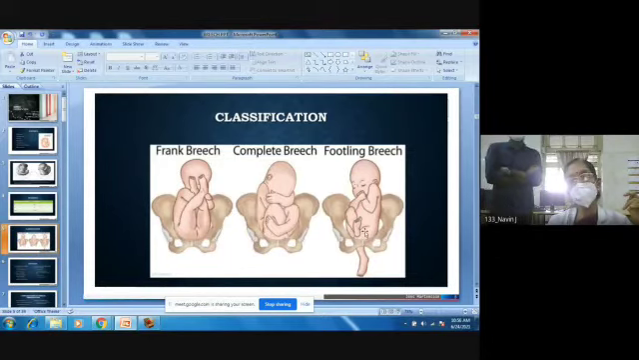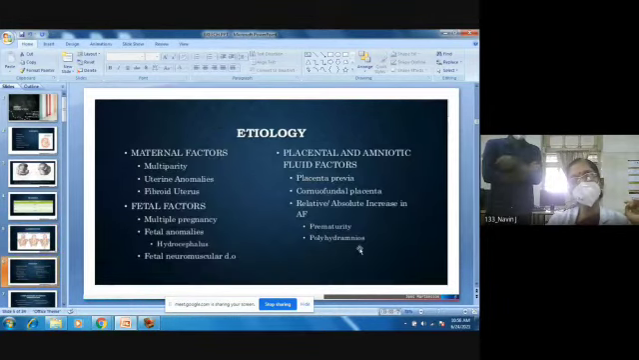So this is a footling presentation where you have extension at the hip and extension at the knee. There's another thing called a knee presentation where you have extension at the hip and flexion at the knee. That will be called a knee presentation. So the footling and knee presentations you will be calling an incomplete breech, right?